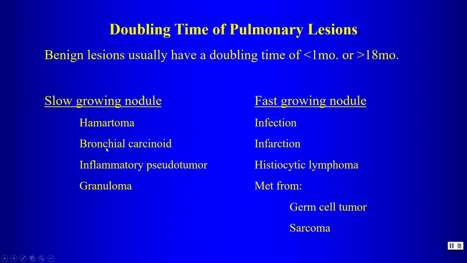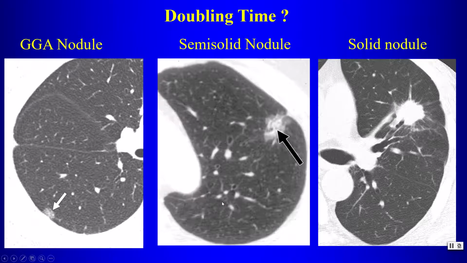The malignancy that can be slow-growing is a bronchial carcinoid tumor, inflammatory pseudotumor, granuloma. These are other benign lesions that might be slow-growing. Fast-growing nodules with very short doubling times, usually these are inflammatory, like infection or infarction. The exceptions are neoplasms like lymphoma. Lymphoma can have very short doubling times, less than a month, or metastatic disease from germ cell tumors or sarcomas. These tumors also can have very short doubling times of less than 1 month.